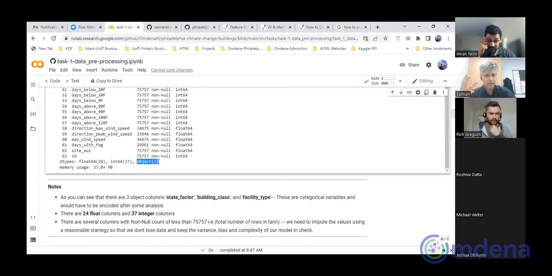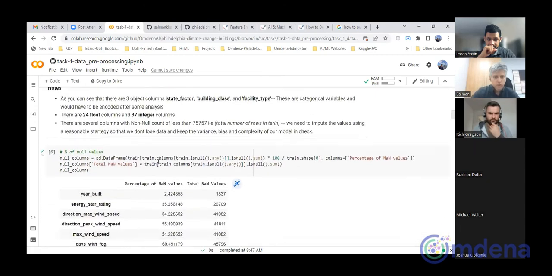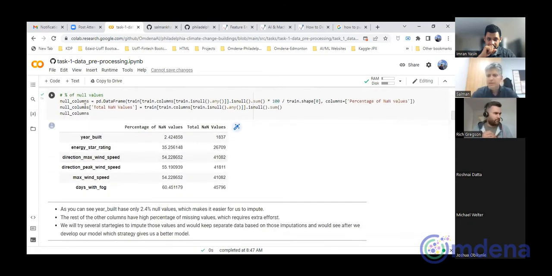That means 3 categorical variables, not many. So we need to do encoding for that at the end. So next thing, let's calculate the number of null values.